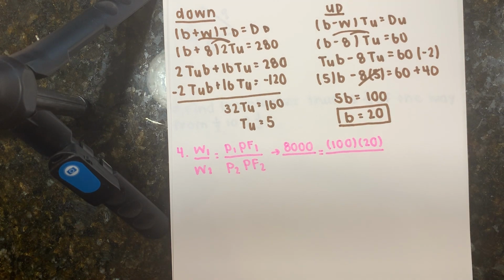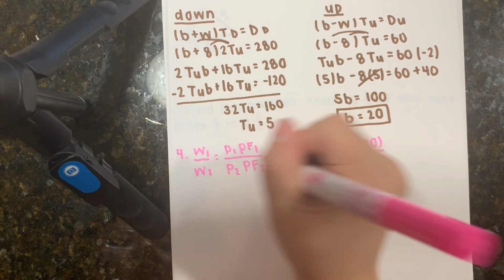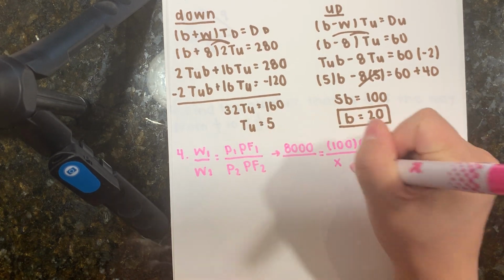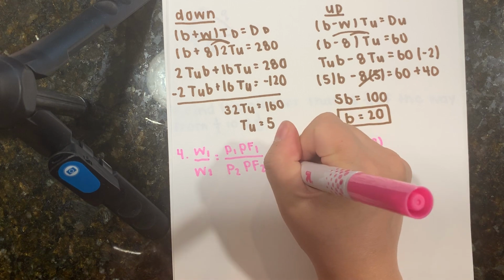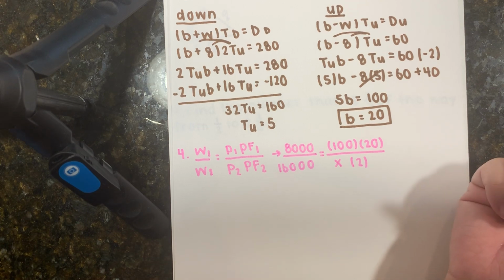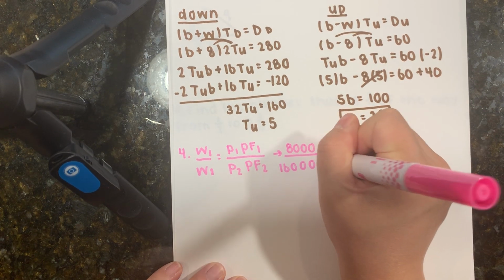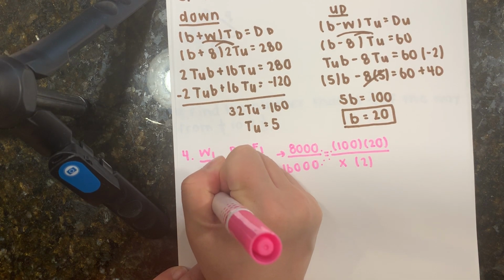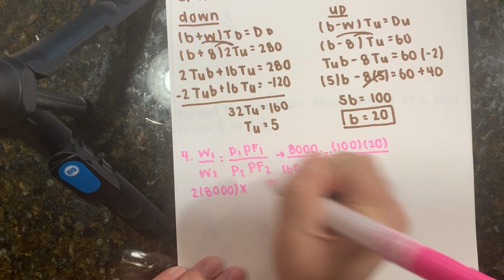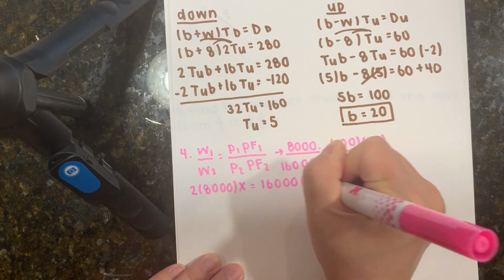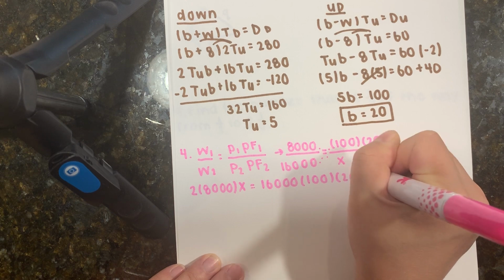Now for the second time through, it says how many people, so we're going to solve for P2, would be required to finish 16,000 units with a factor of only 2. So the productivity factor was only 2, and they're trying to produce 16,000 units, which is double what we had before. So now I'm going to cross multiply. So I have 2 times 8,000, so 2 times 8,000 x is equal to 16,000 times 100 times 20.